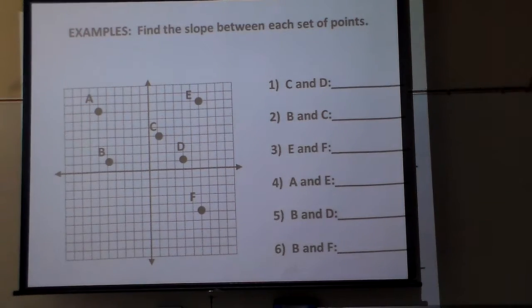Okay, now let's find the slope between each one of these points. So first off, let's start with C and D. Notice C and D are right there. And I'm going to kind of do it the easy way. You can go over 1, 2, 3. And then it went down what? 1, 2, 3, negative 3.